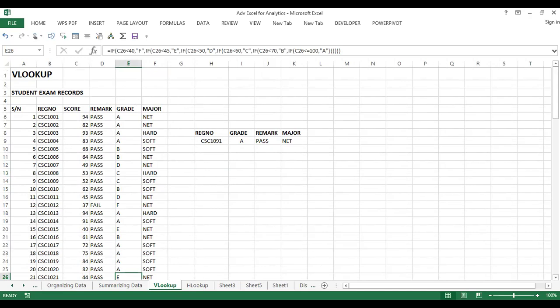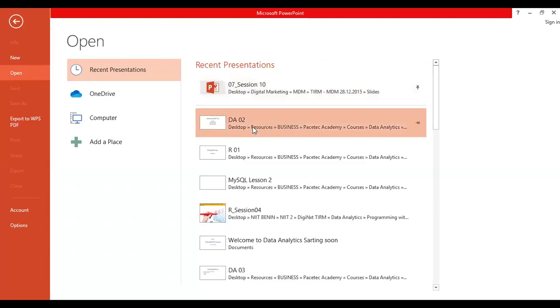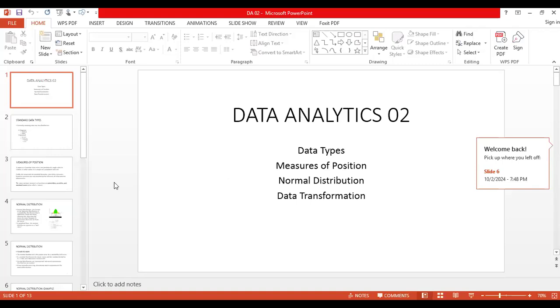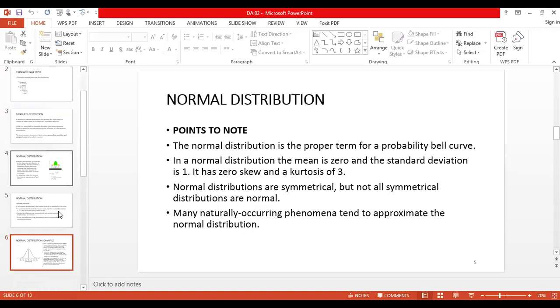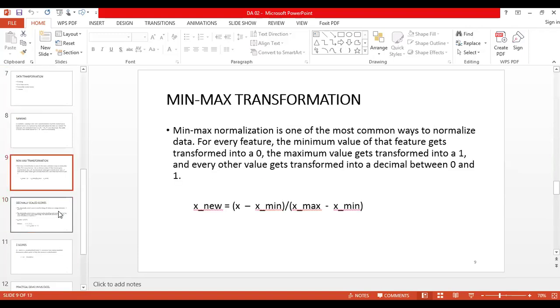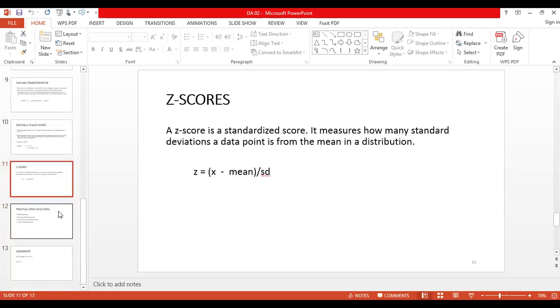Did you see the other screen I showed just now? Can you see the slides? Yes, sir. I can see the slides.